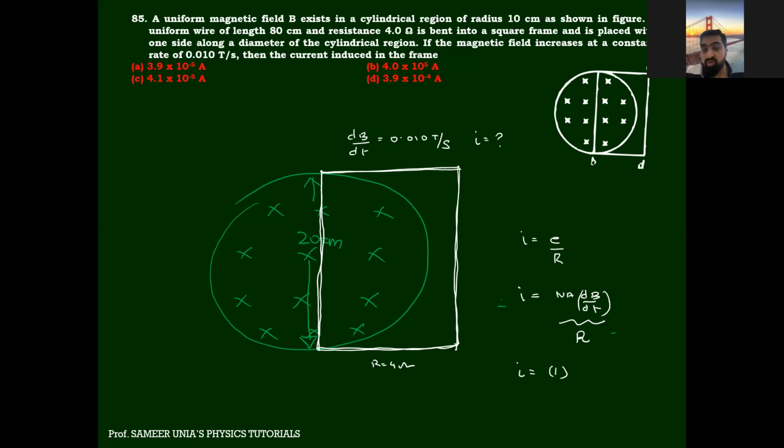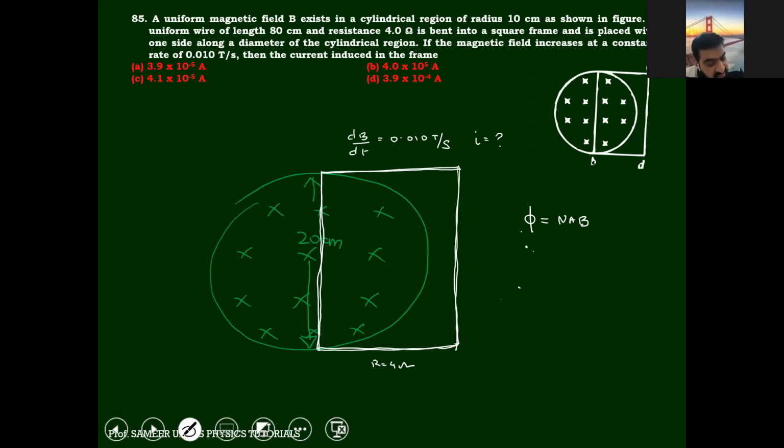Pay attention here. What is the area? It is not the area of the loop, this is the area of the magnetic field. I don't apply the direct formula; I'll break it down so you understand. What is the flux linked with the coil? Flux linked with the coil will be NAB. N is given as 1. What is the area of the loop placed in the magnetic field?